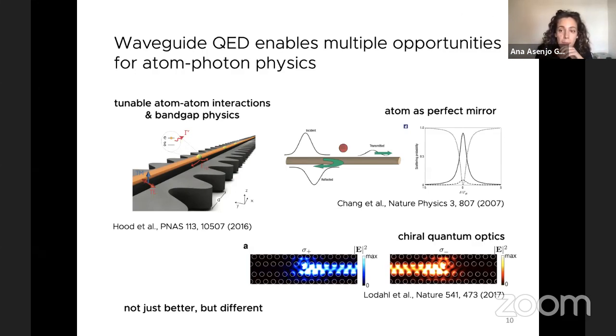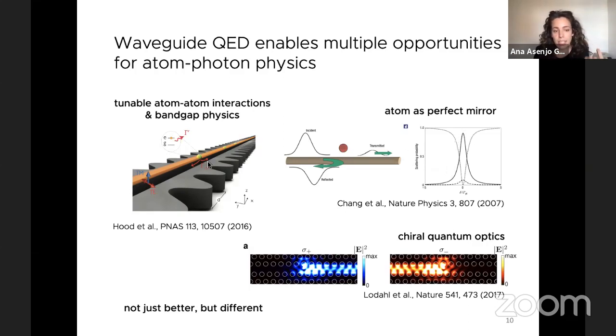One example is that if we place an atom close to a waveguide and we send a photon, if this atom is strongly coupled to the guided mode, it can reflect the photon perfectly. So a single atom can behave as a perfect mirror, and you can build a transistor out of this.